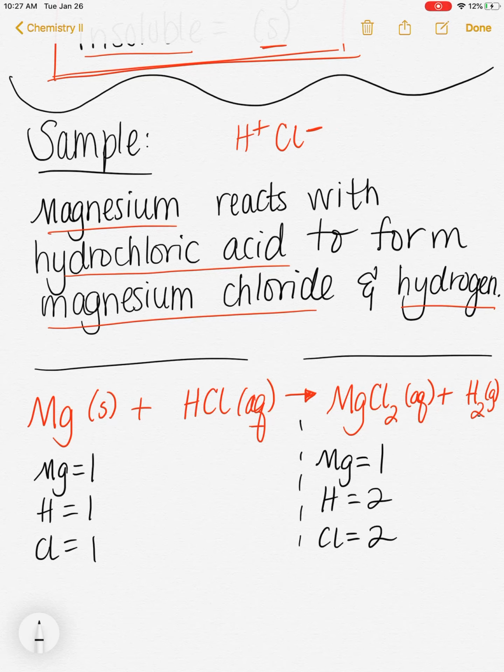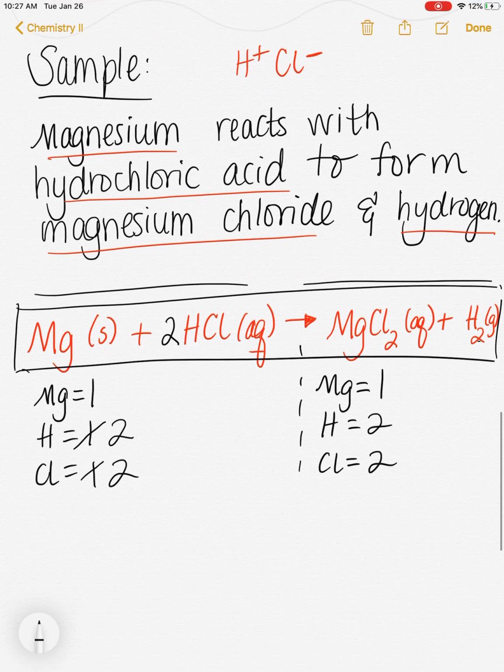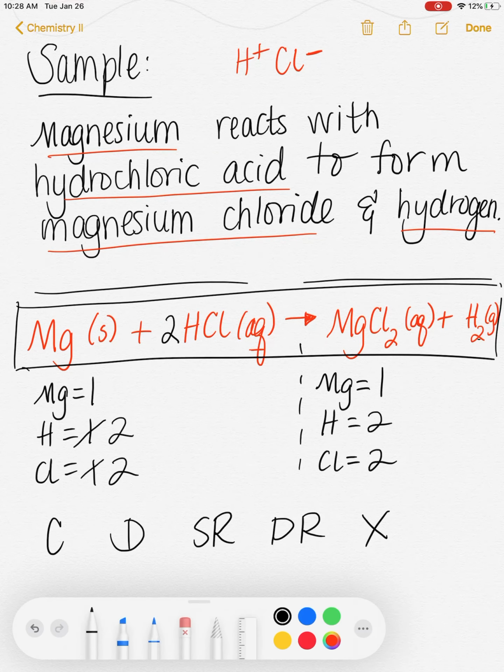I have 2 hydrogens on the right, 1 on the left, 2 chlorines on the right, 1 on the left. I have to put a coefficient of 2 out here, which gives me 2 hydrogens and 2 chlorines, and this is balanced. Now, as far as classifying my reactions go, your reaction types are combination, decomposition, single replacement, double replacement, or combustion. Let's use a process of elimination here.